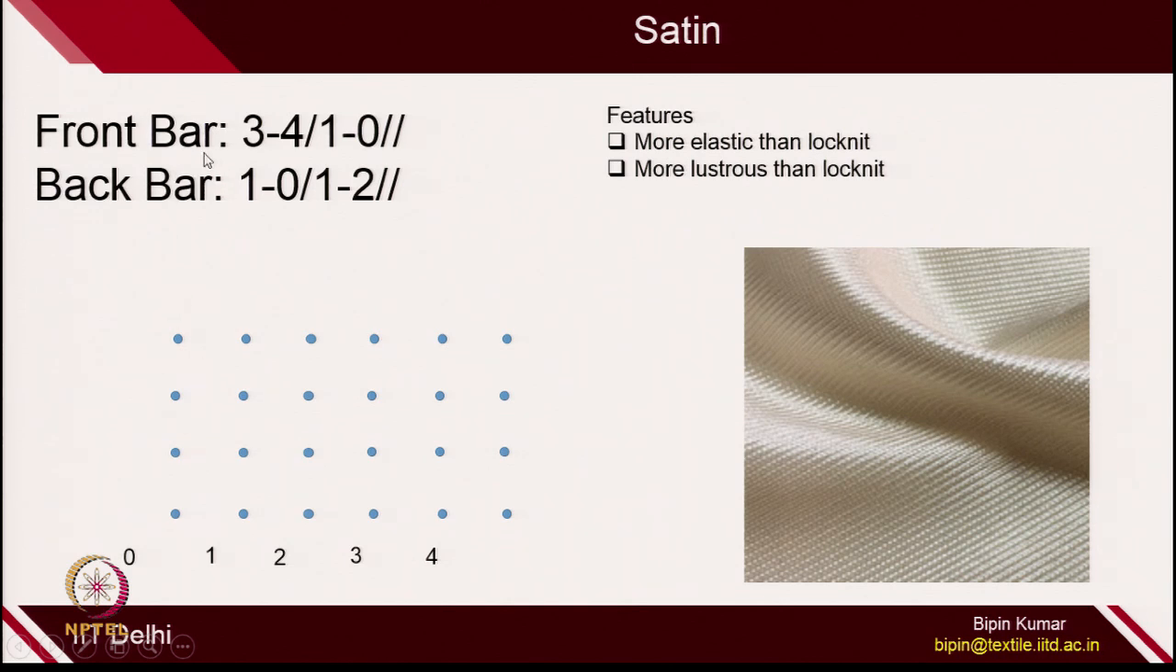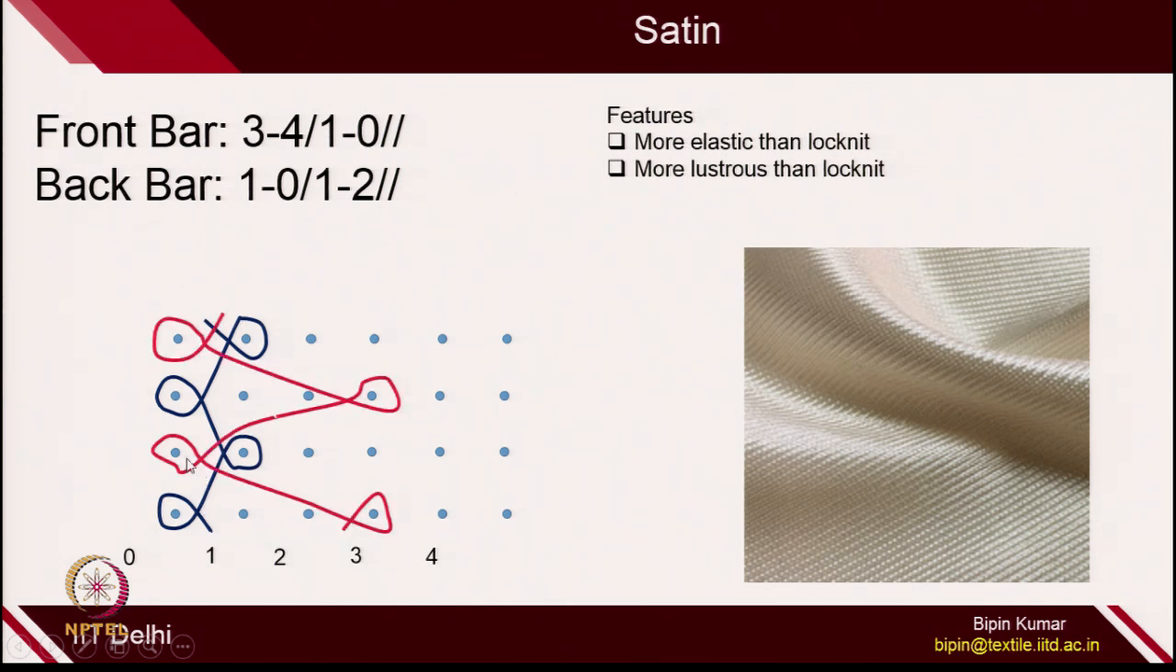In satin, usually the fabric is more elastic than Locknit and more lustrous than Locknit. So, what is the main reason? We usually use satin in woven construction also, where it has long floats. Whenever we have long floats in the fabric, there will be very good reflection and the fabric will be more lustrous. Here also, if you see the front bar, the underlap is 4:1, so almost a 3 pitch underlap. The back bar has a 1 pitch underlap, while the front bar has a long underlap.